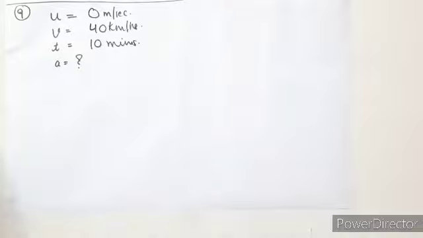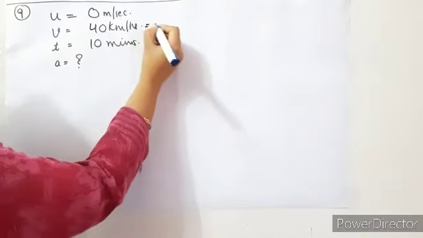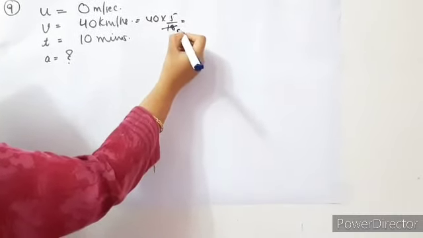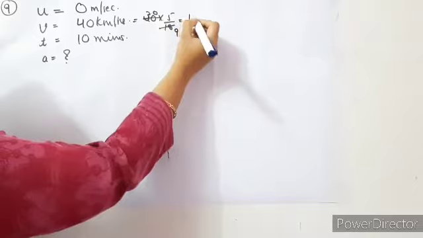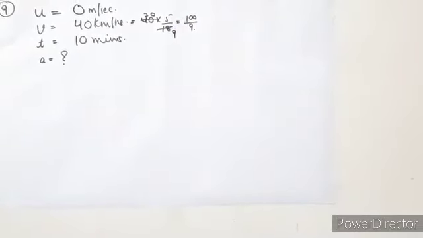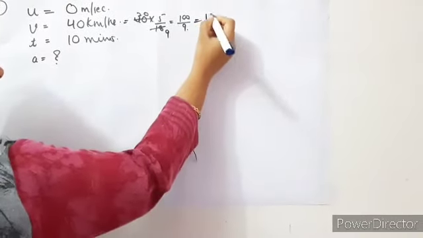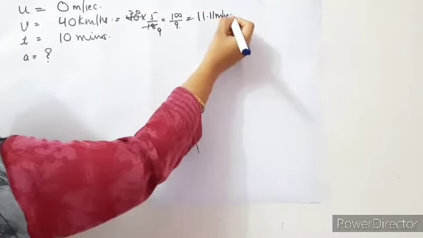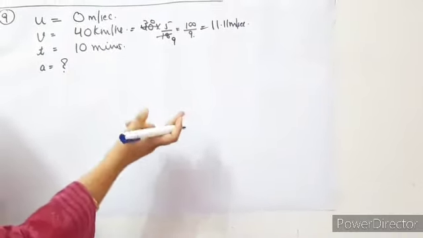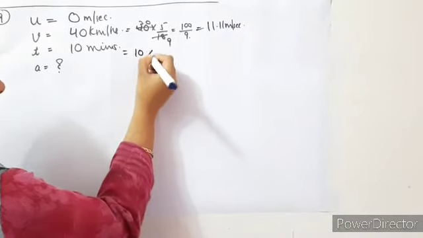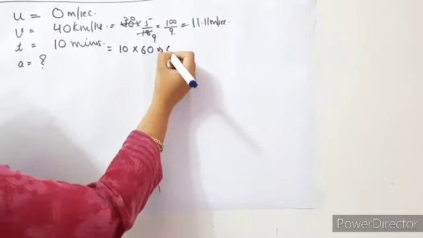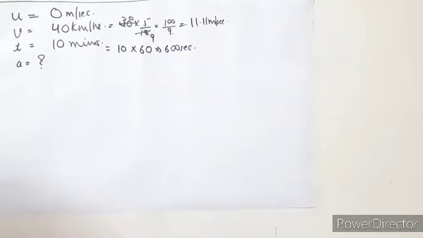So let's do the conversions first. We have 40 km per hour. So multiplying it with 5 over 18, we get the answer. 2 9s are 18, 2 20s are 40. So it is 100 over 9. And when I divide it, my answer will be 11.11 meter per second. Then is time. It is in minutes. We have to convert it into seconds, into the standard unit. So in 1 minute, how many seconds? We have 60 seconds. So 10 multiplied by 60 is going to be 600 seconds.